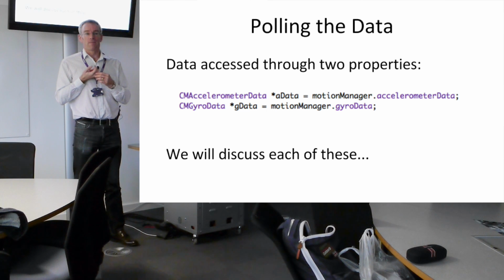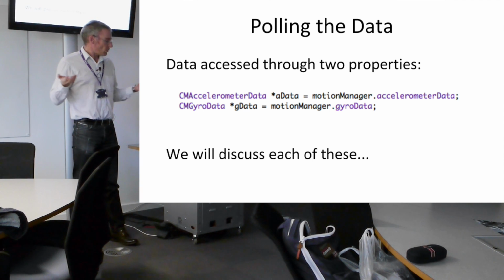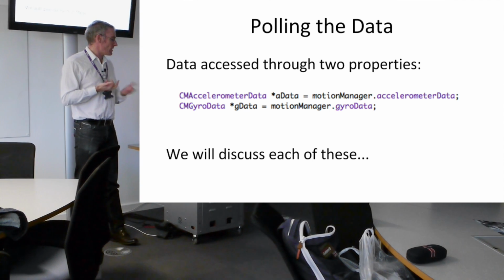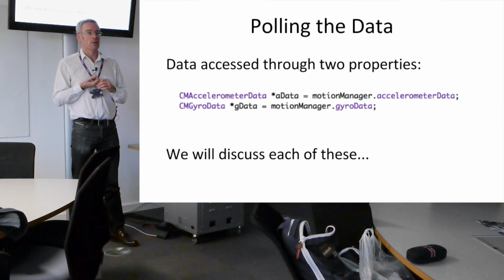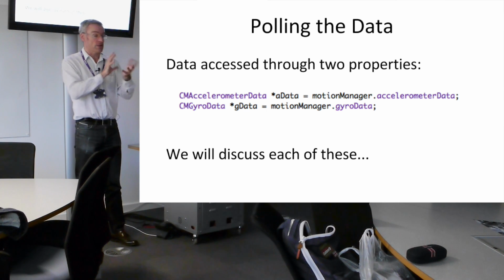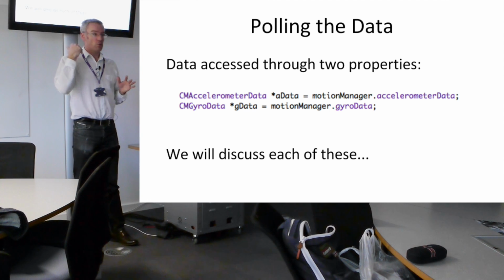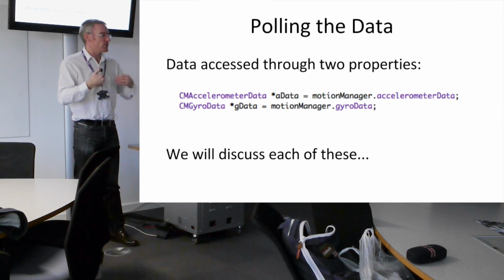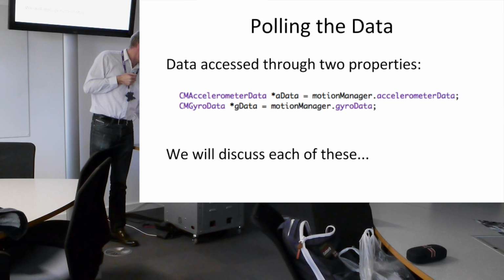There's two properties: accelerometer data and gyro data. One returns a CM accelerometer data object, and one returns a CM gyro data object. This contains all the data about what's going on with the sensor, what the sensor's picking up. Once you've got this data, you need to understand how the data works and what data is contained inside it.